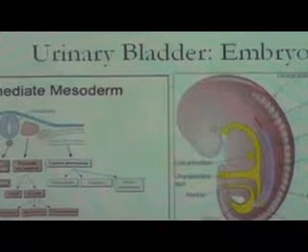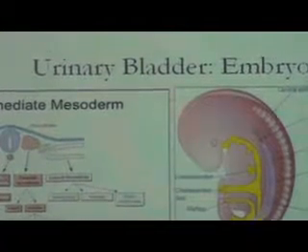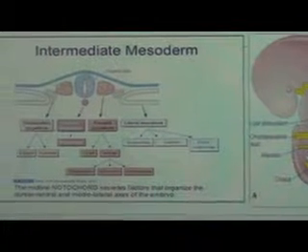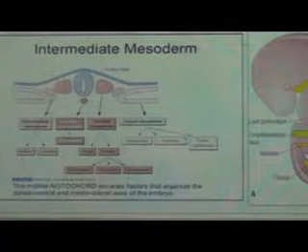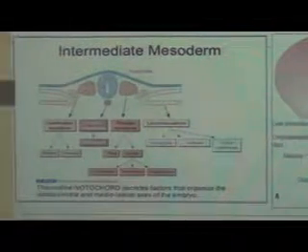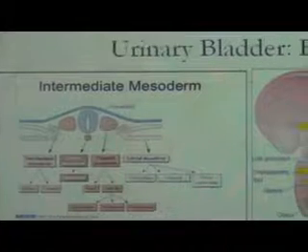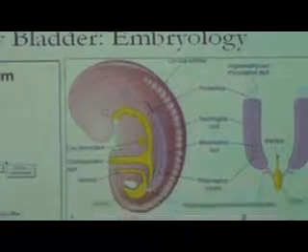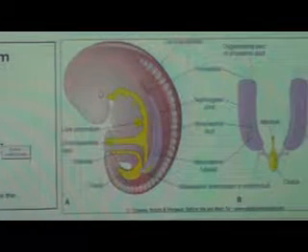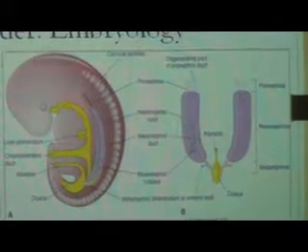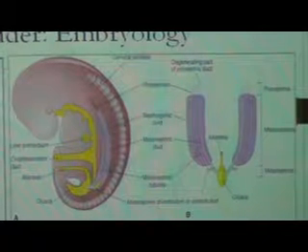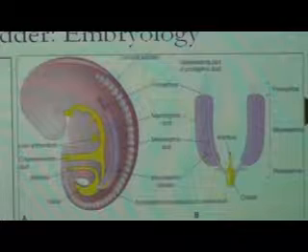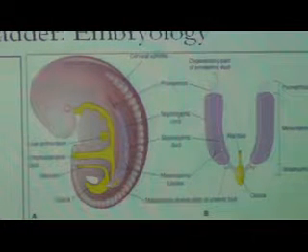Now come to the development of urinary bladder. To learn the development of urinary bladder, we will have to learn about two important structures, that is intermediate mesoderm and cloaca. So intermediate mesoderm comes from the intra-embryonic mesoderm. So during the 20th or 21st day of intrauterine life, there is a structure called the notochord.